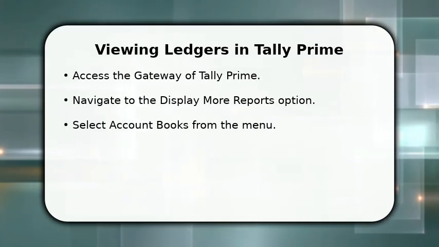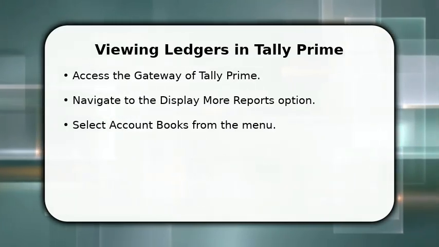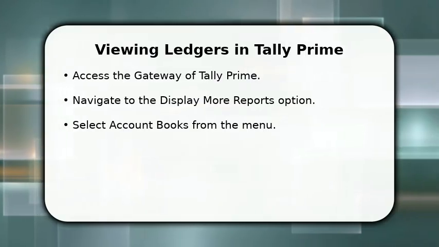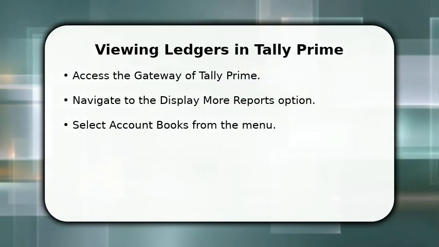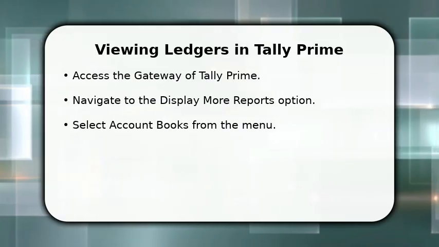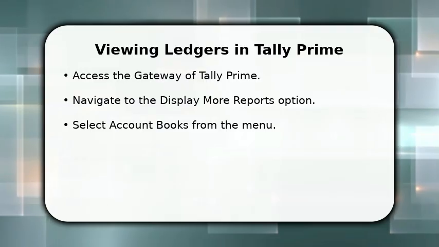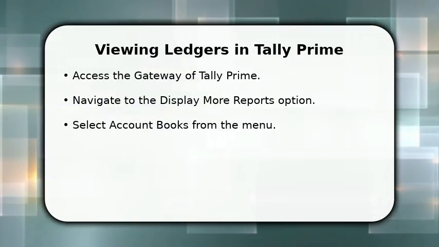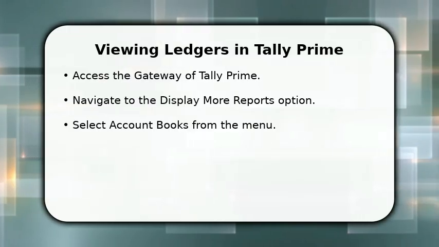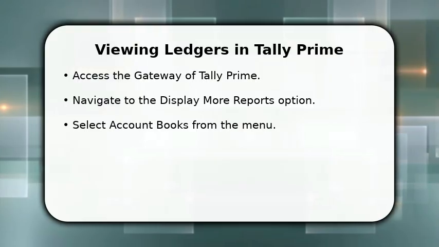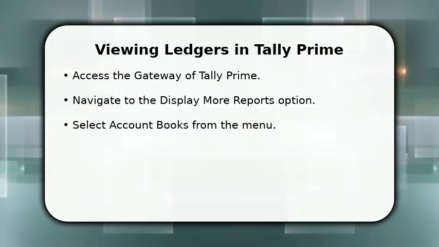In this video, I will explain how to view ledgers in Tally Prime. First, open Tally Prime and navigate to the gateway of Tally. From there, you'll want to select Display More Reports to access additional financial statements. Next, choose Account Books from the options presented. This path will lead you directly to where you can begin exploring your ledger details efficiently and clearly.